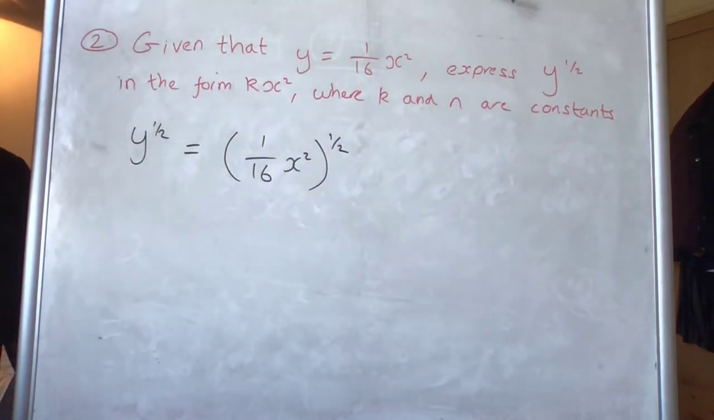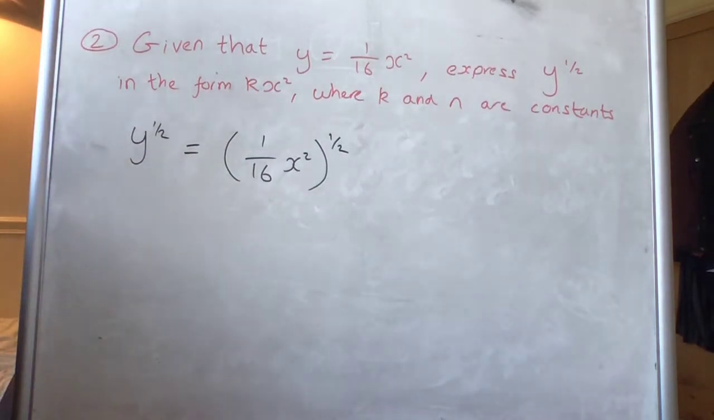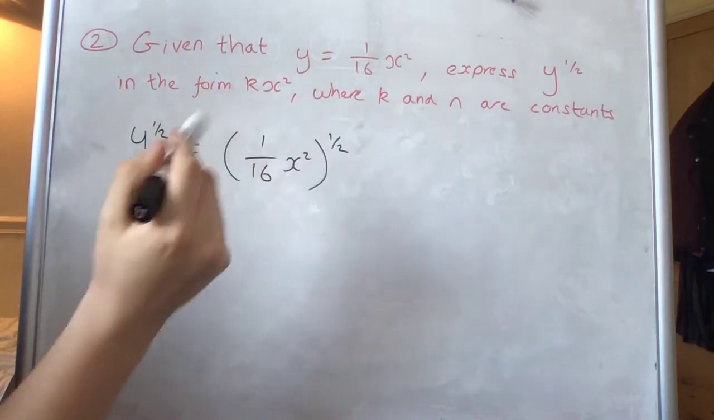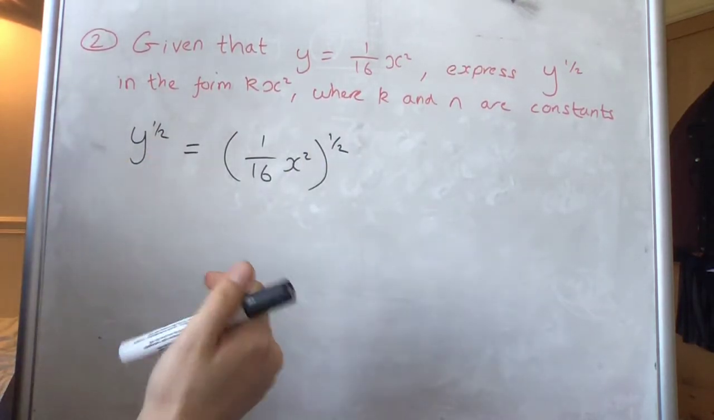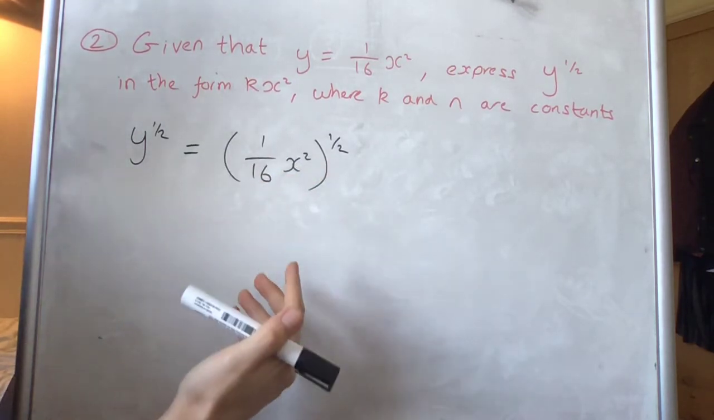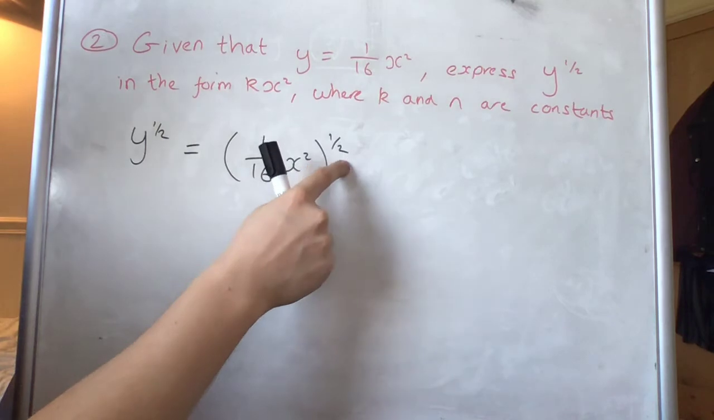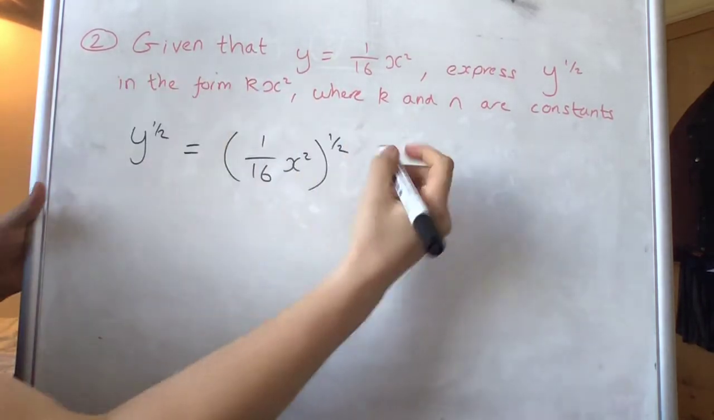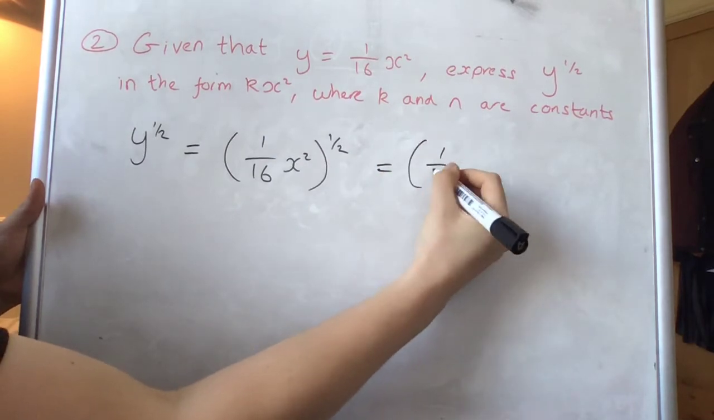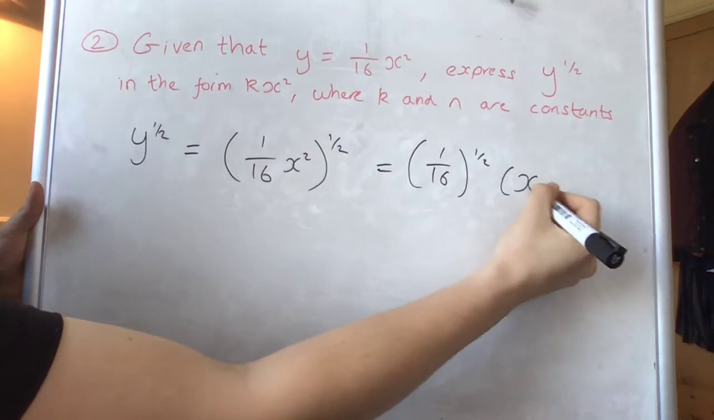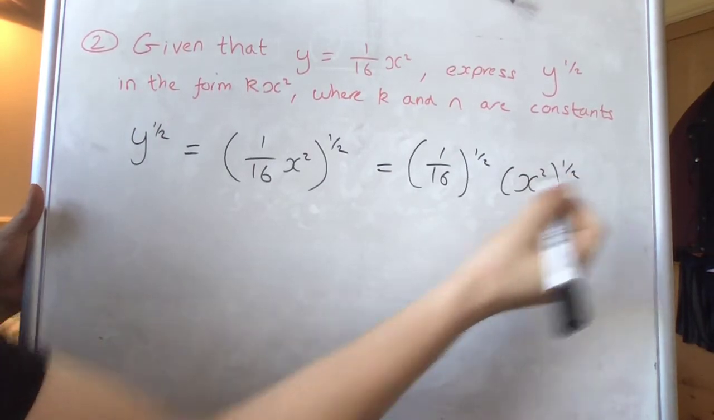Okay, now we should know from our law of indices that when we have a bracketed expression raised to a certain power, we multiply each of the terms within the bracket by the power outside the bracket. So really this is the same as taking 1/16 to the power of a half and x squared to the power of a half.